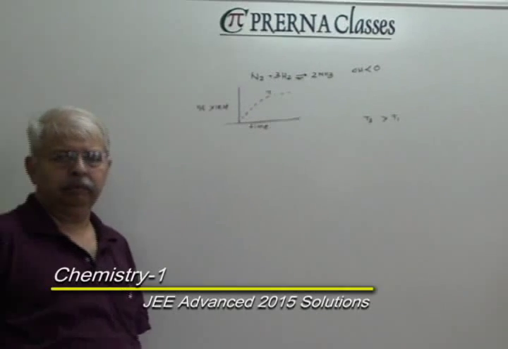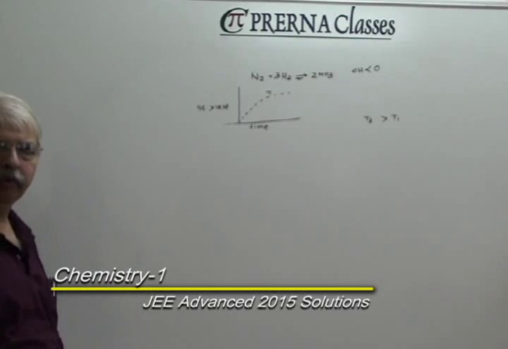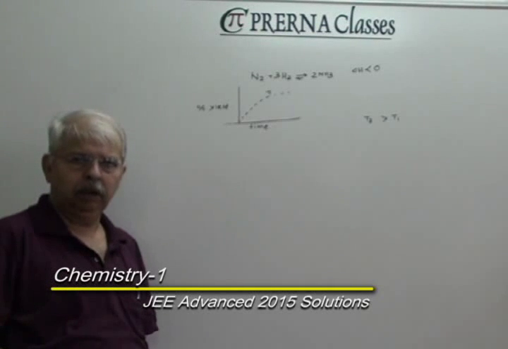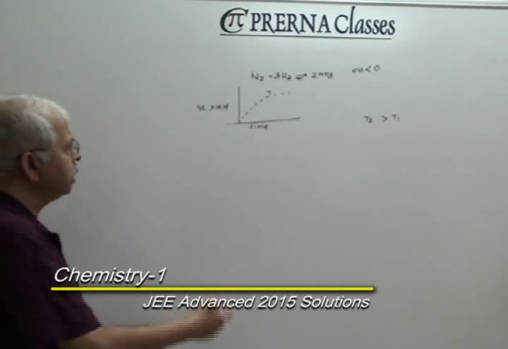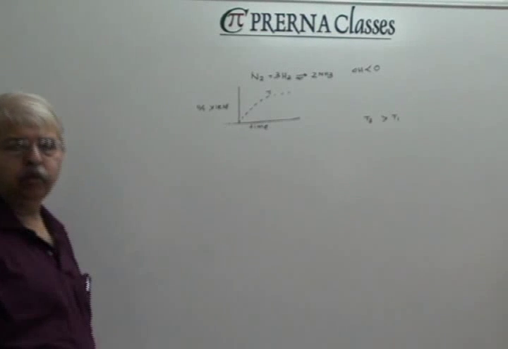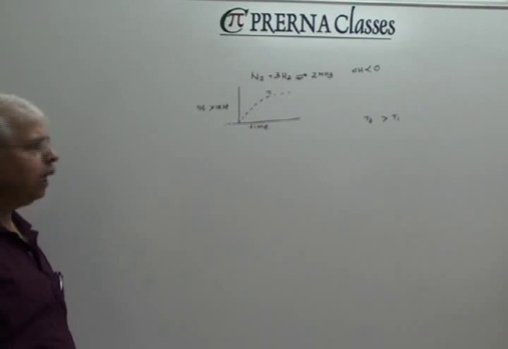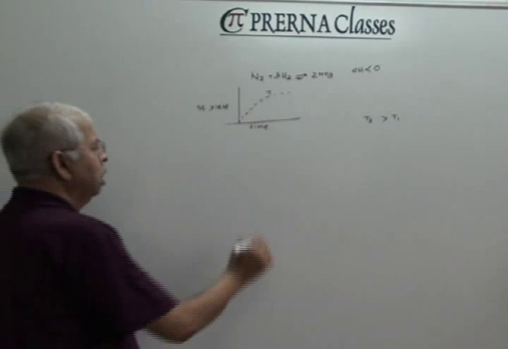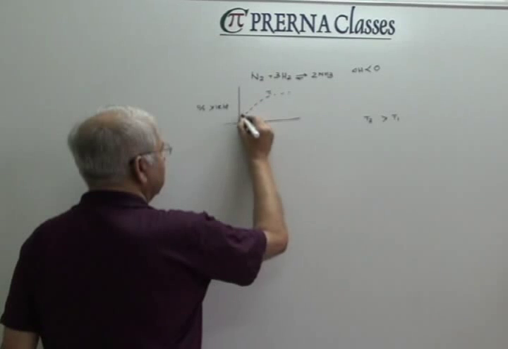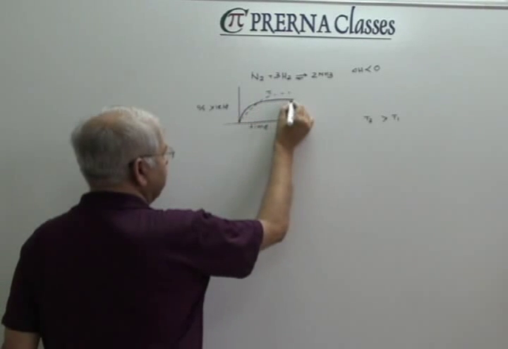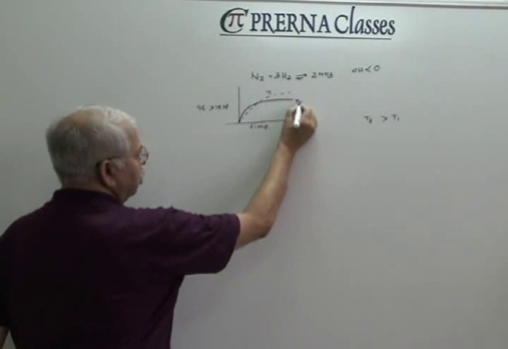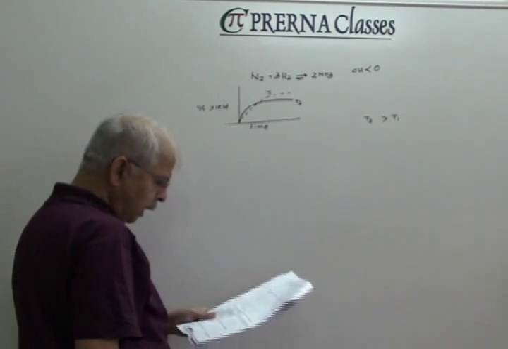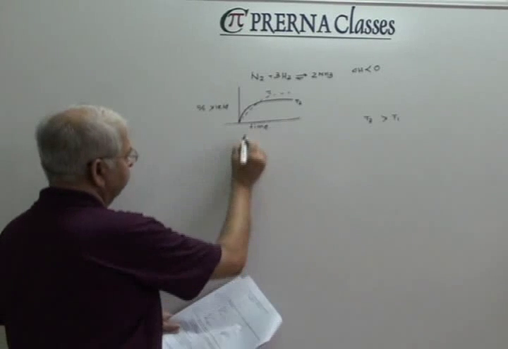Now here is a graph relating percentage yield of ammonia with time. The reaction is exothermic in nature. Now the question is, if the reaction is carried out at higher temperature, then what would be the nature of the graph? At higher temperature, rate will be faster, but since the reaction is exothermic, the percentage yield will be less. So this will be the nature of the graph T2. So the correct answer is, as per the choice, B.